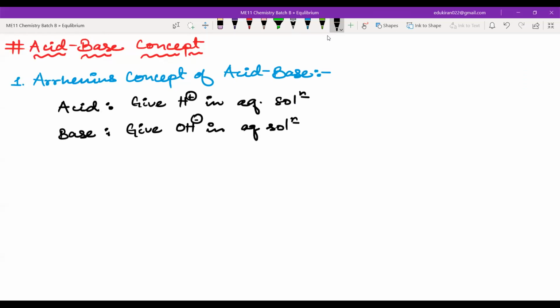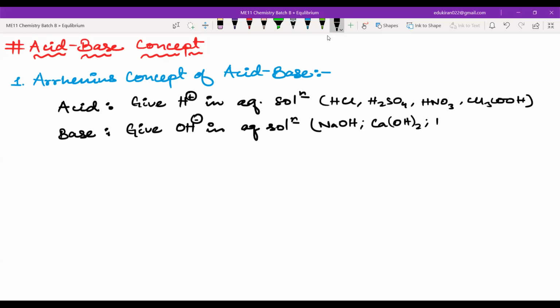So in this, you can have examples of acids such as HCl, H2SO4, HNO3, CH3COOH. These are the examples for acid. For base, you can have examples such as NaOH, all the hydroxides, Ca(OH)2.